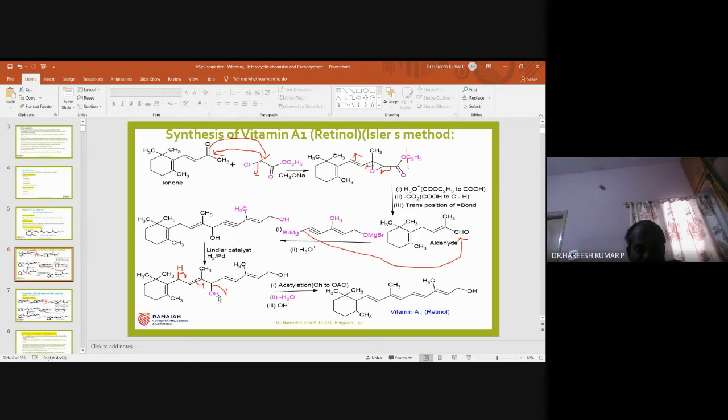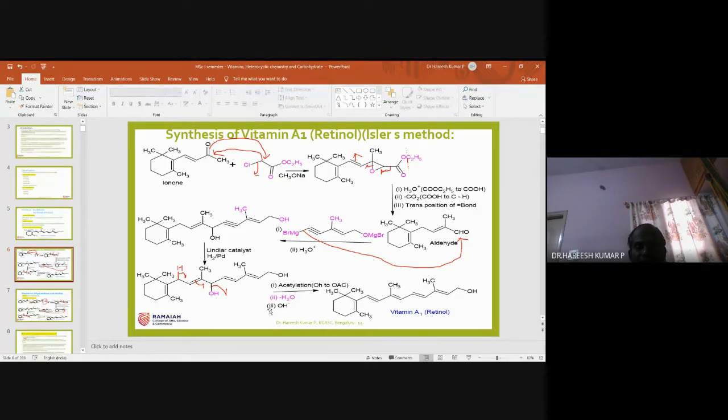So here OH is not a better leaving group, but when it is O acyl, O acyl is a better leaving group. So to make this OH a leaving group, this OH is treated with acetic anhydride or acetyl chloride to convert OH into an O acyl.